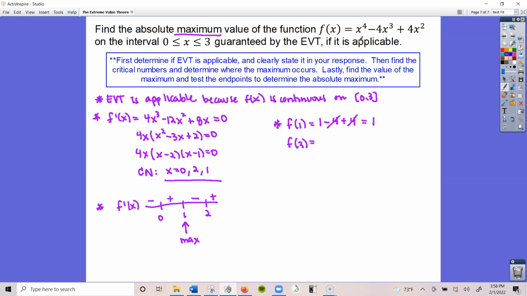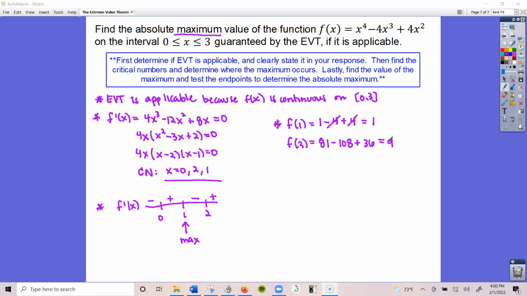Now when I plug in 3, 3^4 is 3 times 3, which is 9, times 3 is 27, times the 4th 3 is 81, minus 3^3, which is 27, and 27 times 4 is 108, plus 3^2, which is 9, times 4 is 36. And now if I calculate 81 - 108 + 36, I get that this equals 9.